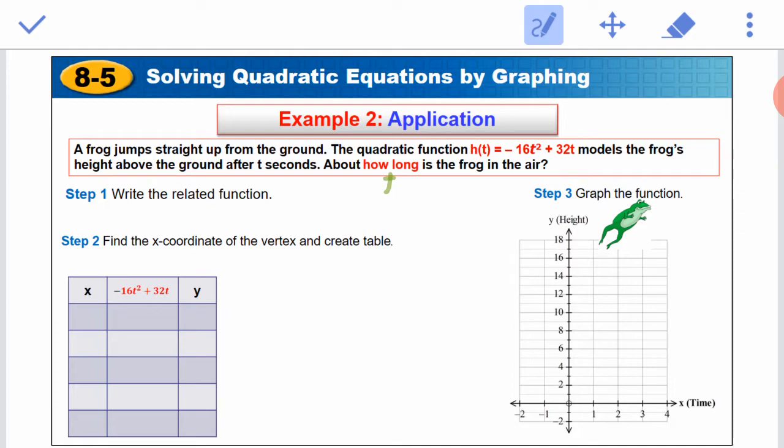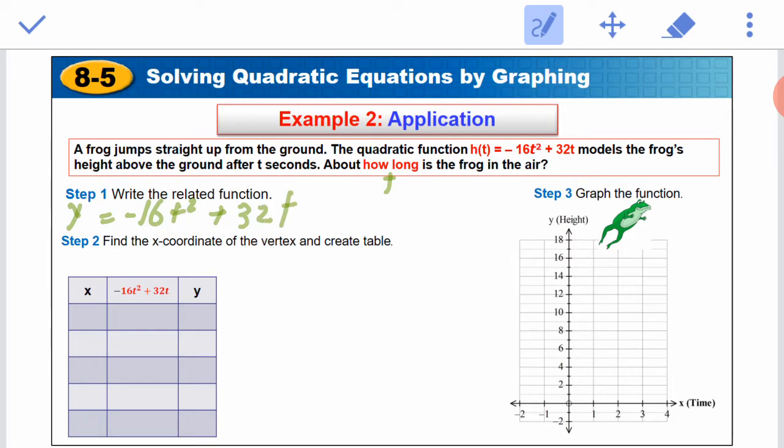So guys, how do we perform that? We're looking for the zeros of this function, and the distance between the 2 zeros represents the time taken to perform this jump. So step number 1, you write a related equation just like we did in example number 1. y equals -16t squared plus 32t.